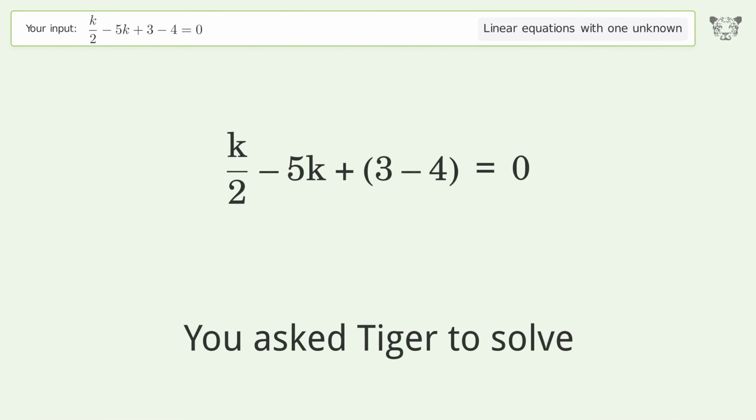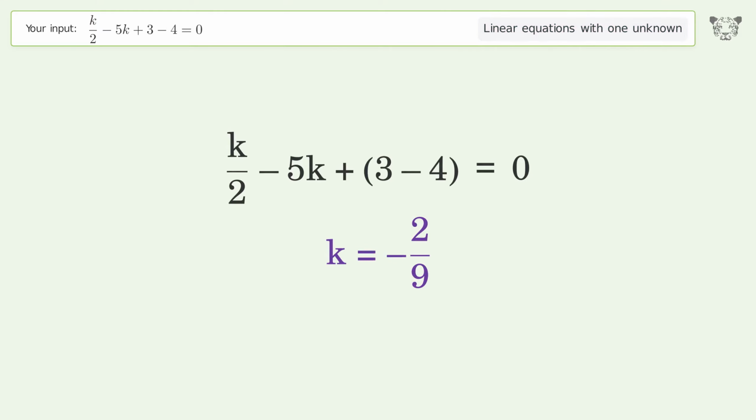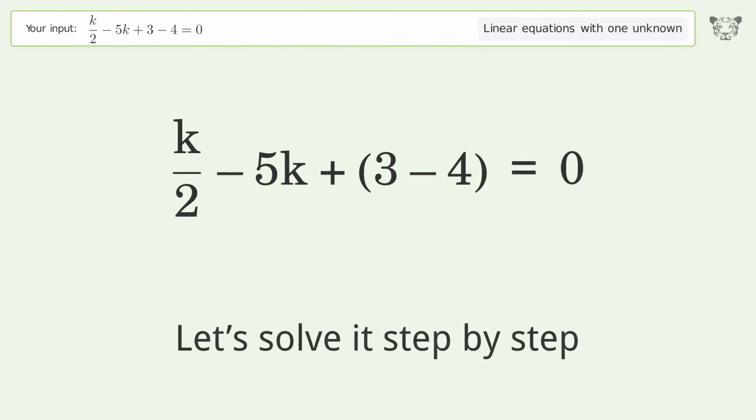You ask Tiger to solve. This deals with linear equations with one unknown. The final result is k equals -2/9. Let's solve it step by step.